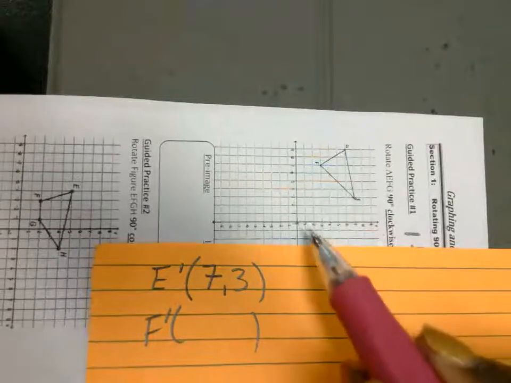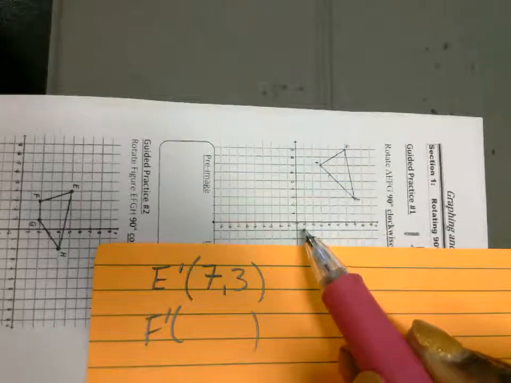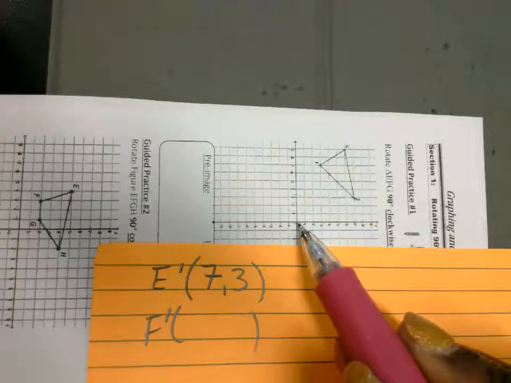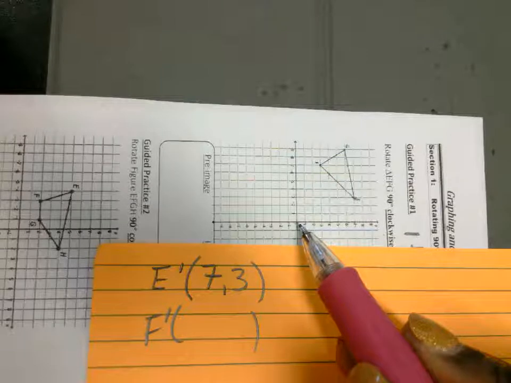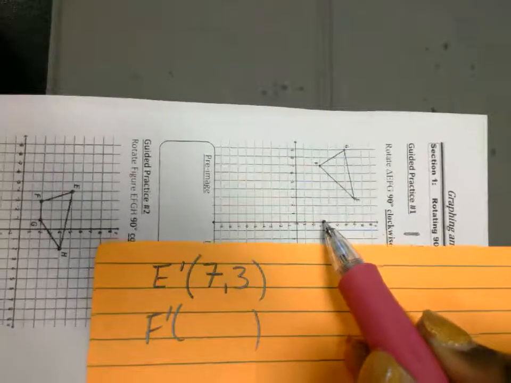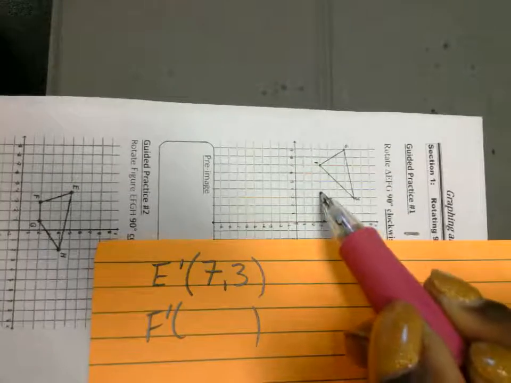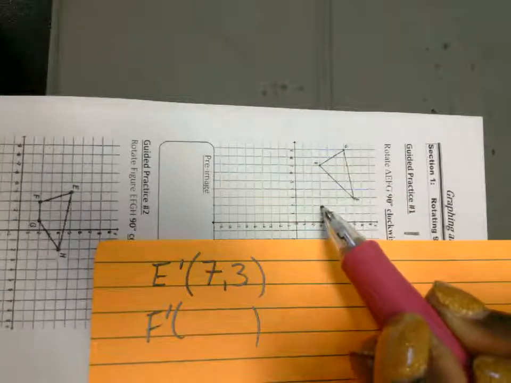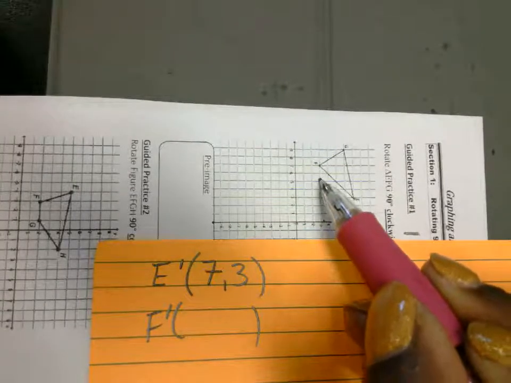All right, let's do it. F is going to be what? What's the ordered pair for F? 3 and 7. 1, 2, 3. 1, 2, 3. Oh, sorry. 1, 2, 3, 4, 5, 6, 7.